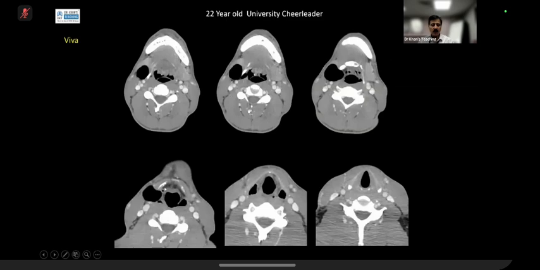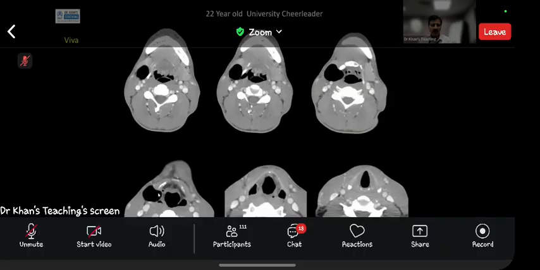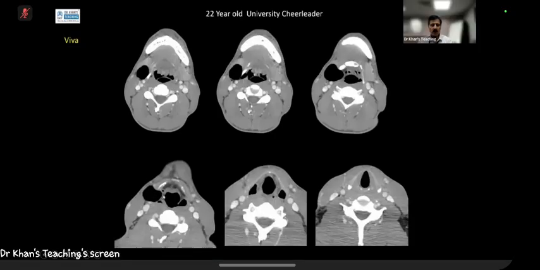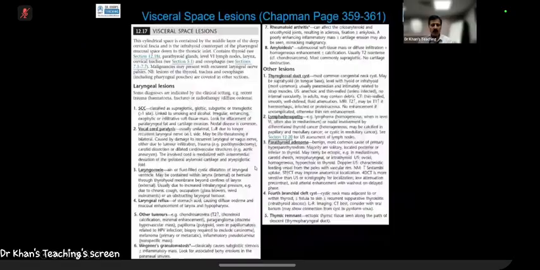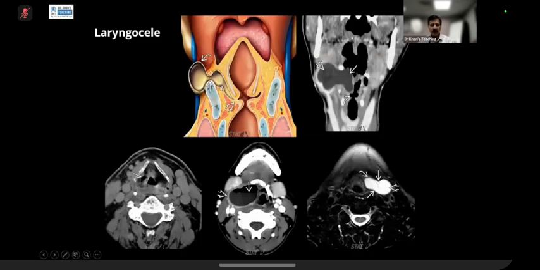An internal laryngocele will stay within the laryngeal endoskeleton, but the external one penetrates the thyrohyoid membrane and goes out. So this is a simple laryngocele, just containing air. But sometimes it can have fluid inside. Trapped fluid can be inside. And sometimes it can become infected, and then it will be a pyolaryngocele. So now we stop here.